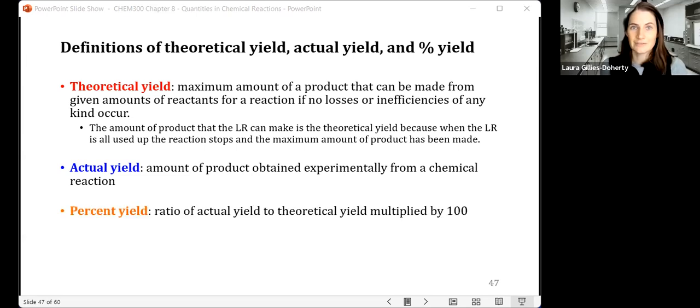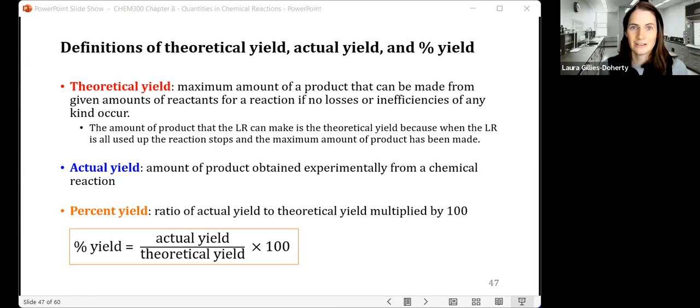So the percent yield gives you an indication of how well you did. Kind of like when you calculate your percent on an exam, you look at how many points you got divided by how many points are possible. It's the same thing for percent yield in the chemistry reaction. We take the actual yield, how much you actually got, divided by the theoretical yield, the total amount possible. So it's just like calculating your percent on an exam.